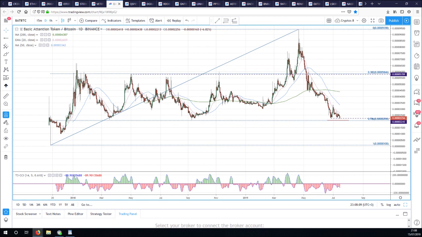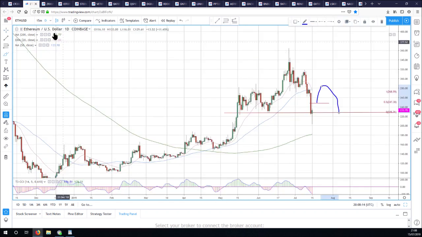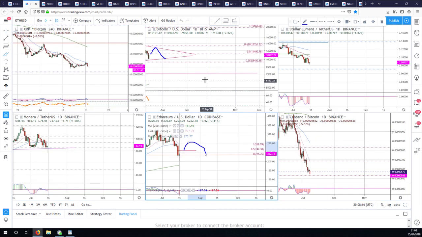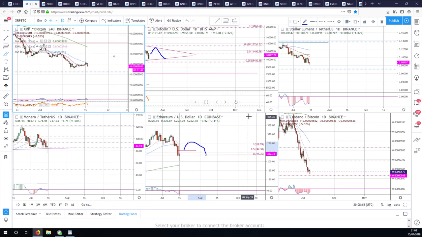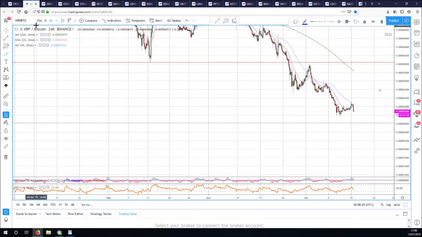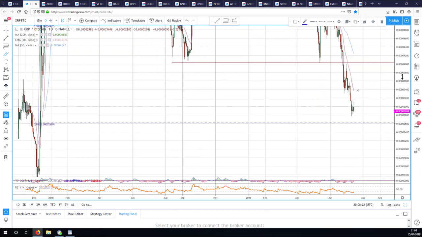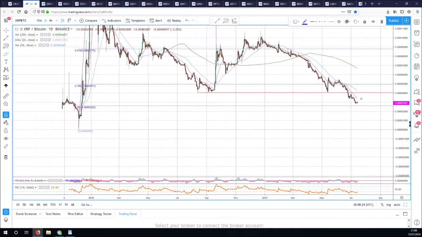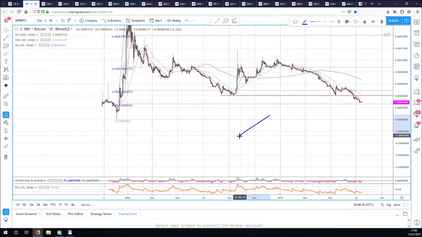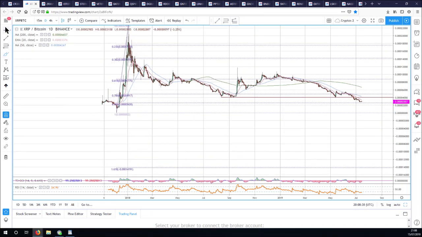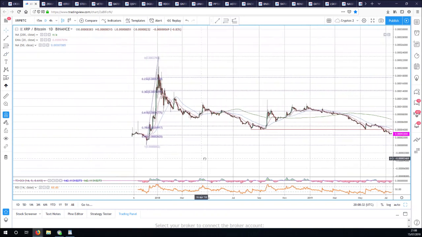Okay, so let's take a look at Ripple and XTZ in ETH, no problem. Now Ripple, unfortunately Ripple, I'm going to say, is one of those ones where I think we have a little bit further to fall. This is Ripple dollar. Sorry, this is Ripple Bitcoin. I'm going to zoom out here like this.